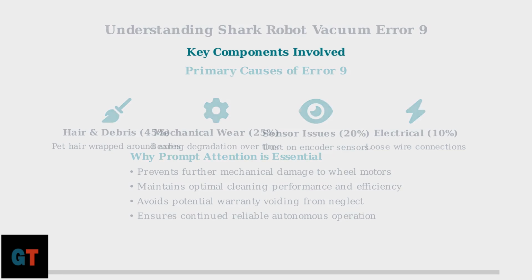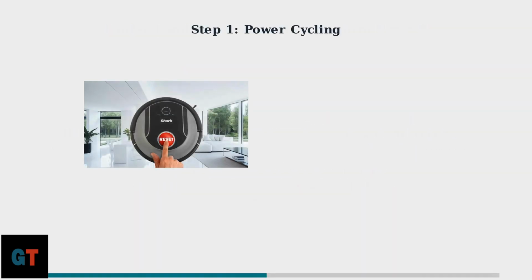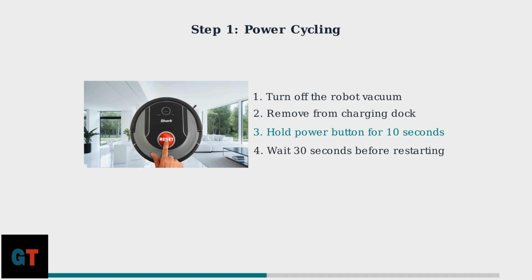The first troubleshooting step for Error 9 is performing a complete power cycle of your Shark robot vacuum. This process resets the system and clears temporary software glitches that may be causing the wheel motor error. This power cycling process allows the robot's internal systems to fully reset, clearing any temporary errors in the wheel motor control circuits. The 30-second wait ensures all capacitors discharge completely.